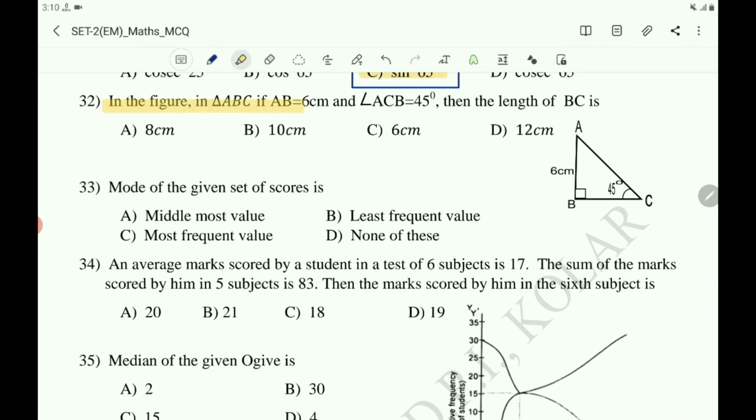In the figure, in triangle ABC, AB equals 6 cm, angle ACB equals 45 degree. Then the length of BC. Here what is given? AB is given. This is 45, so this is also 45, and this is an isosceles right angle triangle and these two sides are equal. So it must be equal to 6 cm. So this is also a repeated concept. So what is the measurement of BC? Same as AB, as angle ACB is 45 degree and it is an isosceles right angle triangle. So you take option C. Option C is the answer.